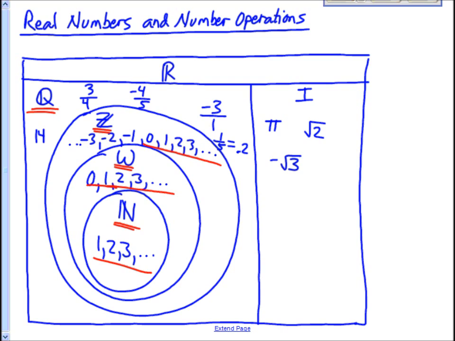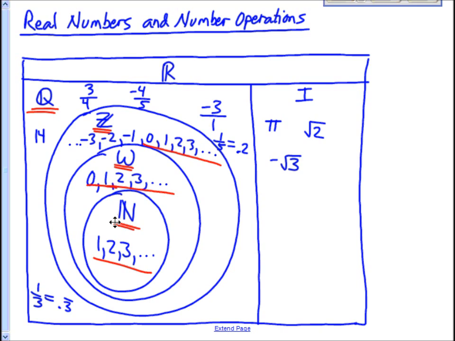Or it could repeat. We know 1/3 is also a ratio of two integers, so that's a rational number. It's 0.33333, so it repeats. So any rational number, if you punch that into your calculator in decimal form, will either terminate or repeat.